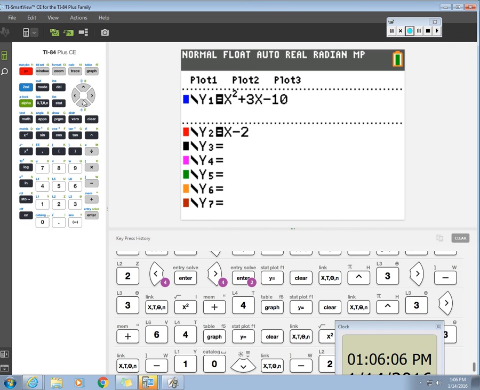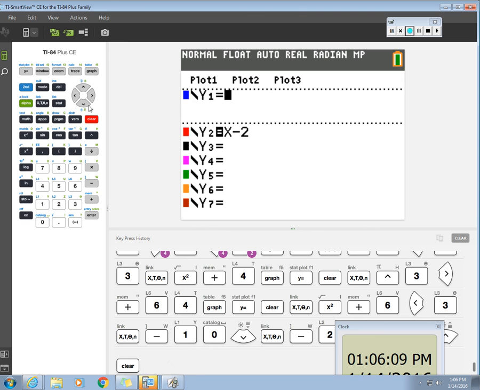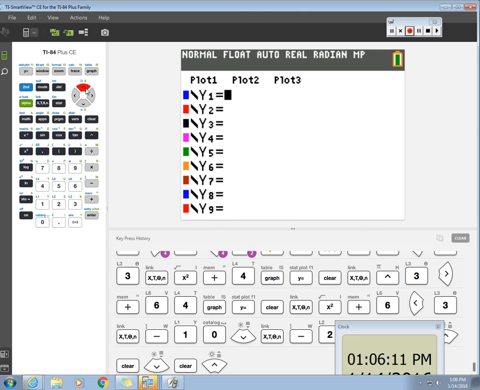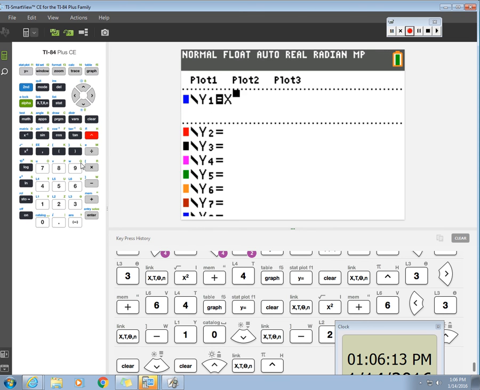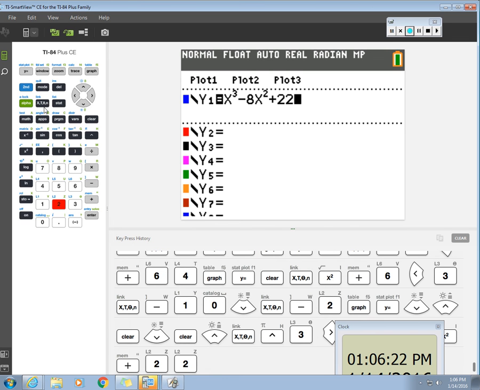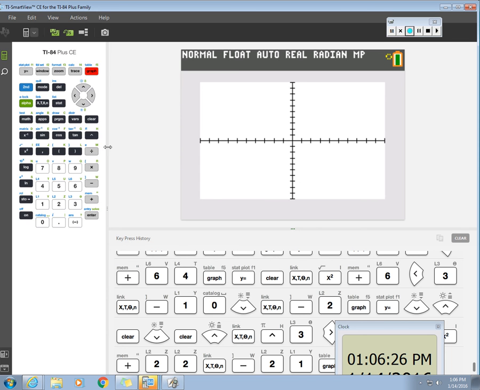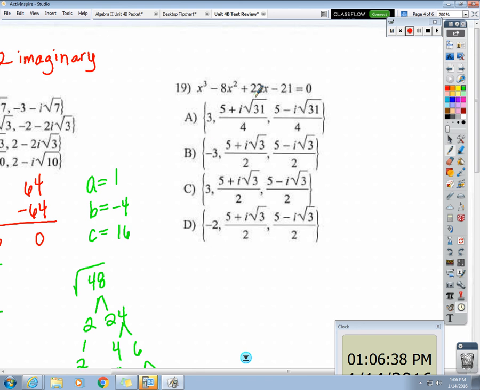X cubed. Hold on 1 second. Let me clear out what's in there. X cubed minus what? Sorry. Okay, we graph it. Now, we know it's cubic, so we need 3 solutions, but we only see one. It goes through +3. Yeah. Okay, so that's the one real solution.